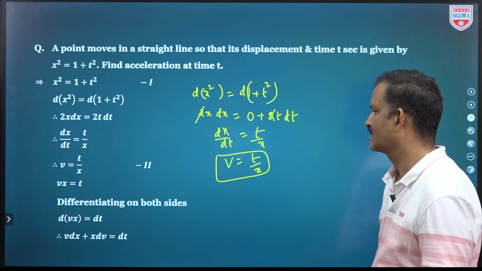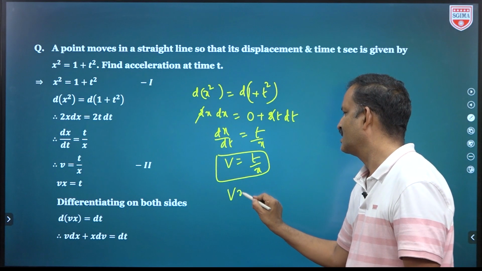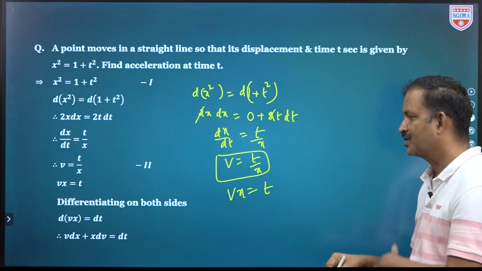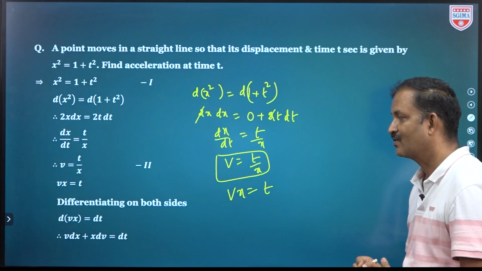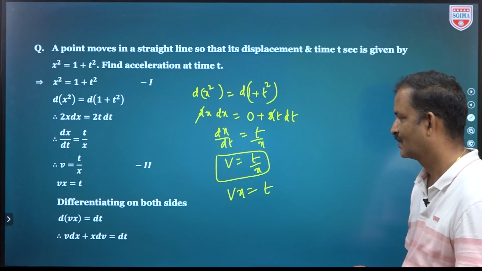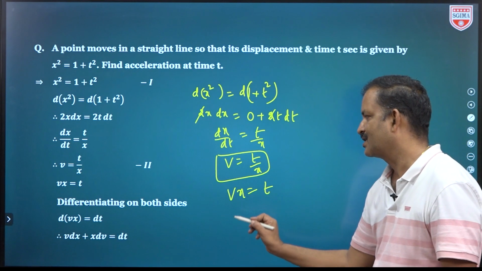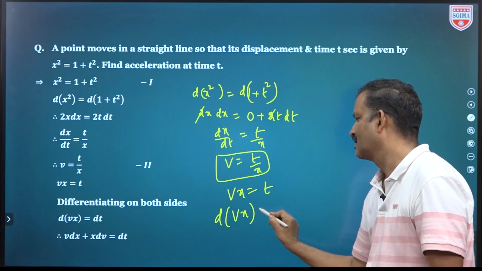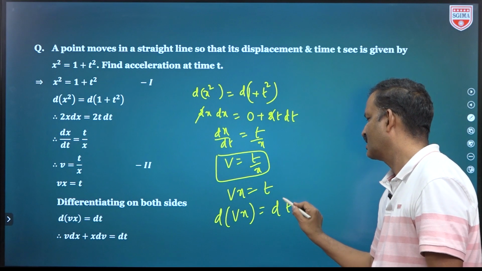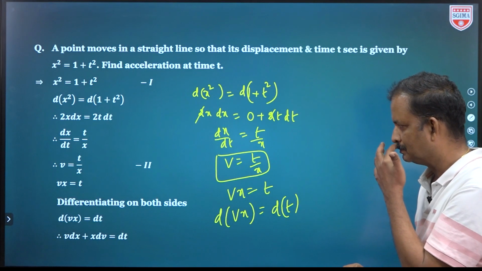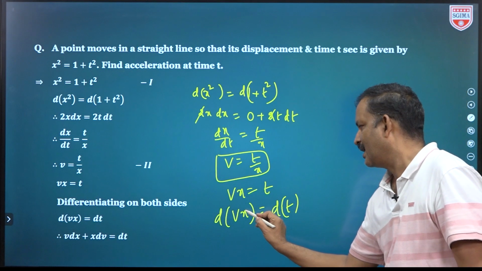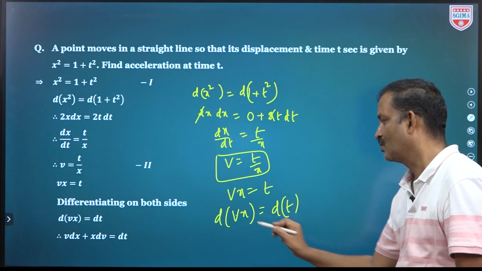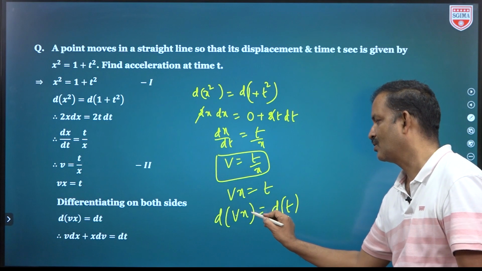Velocity is x by t, so Vx is t. Differentiating again both sides because we want to get the acceleration. Again differentiation: differentiation of Vx, differentiation of t. Here V and x are both variables, so you have to use the product rule.